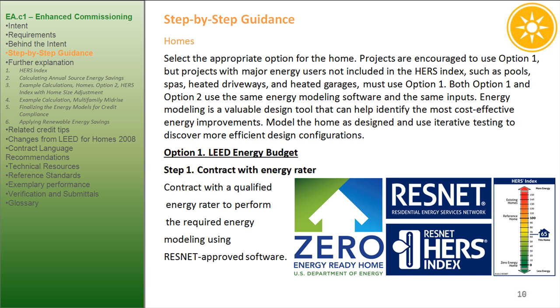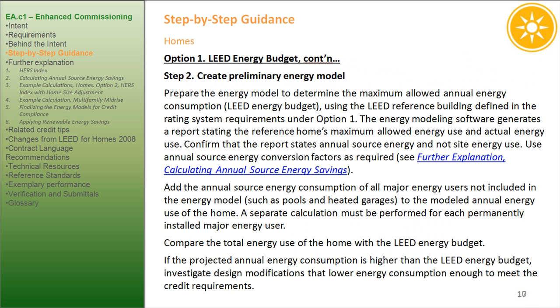Option 1. LEED energy budget. Step 1. Contract with energy rater. Contract with a qualified energy rater to perform the required energy modeling using RESNET approved software. Step 2. Create preliminary energy model. Prepare the energy model to determine the maximum allowed annual energy consumption, LEED energy budget, using the LEED reference building defined in the rating system requirements under option 1.